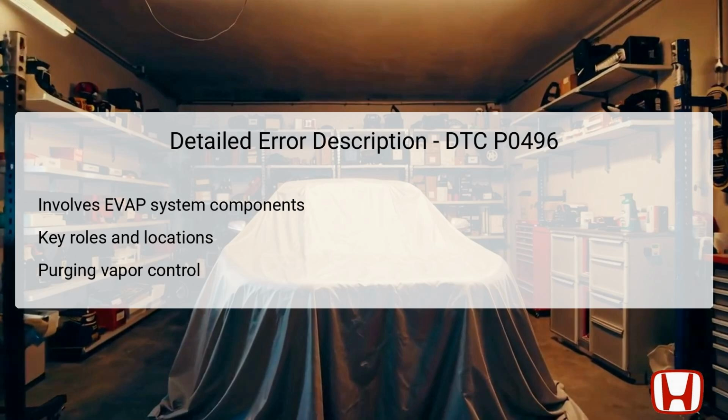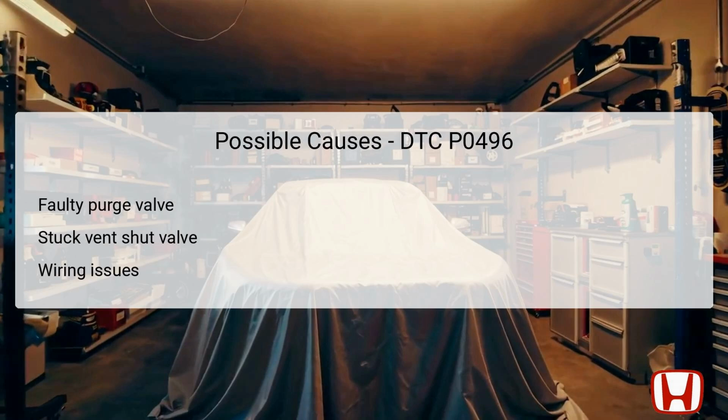Several factors could be at play in the emergence of DTC P0496. The most common cause is a faulty EVAP canister purge valve, which may become stuck open, disrupting normal vapor flow and allowing excess vapors into the intake system. Additionally, a stuck EVAP canister vent shut valve can also lead to improper purging of vapors, contributing to the high purge flow detected by the PCM.